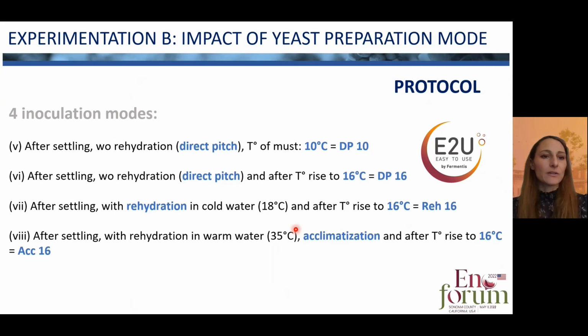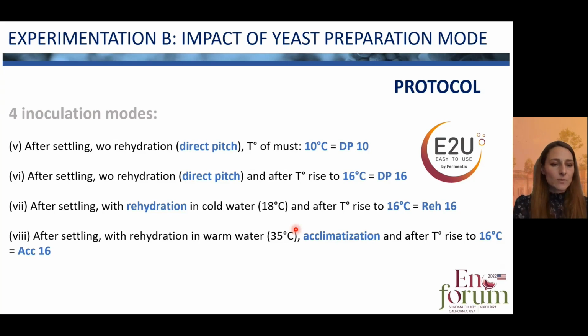We had 4 different inoculation modes in this experimentation B. In scenario number 5, the yeast was prepared without rehydration, so direct pitch, into the must at 10 Celsius. So that's DP10, direct pitch 10. Scenario number 6 was after settling without rehydration, so direct pitch, but after the temperature rose to 16 Celsius, so it's DP16.